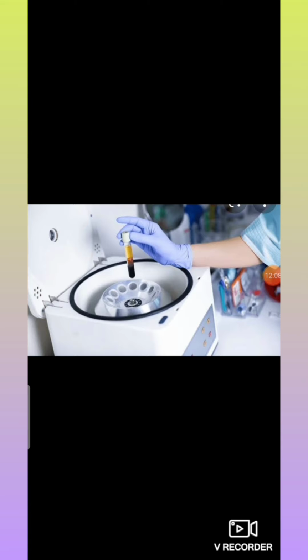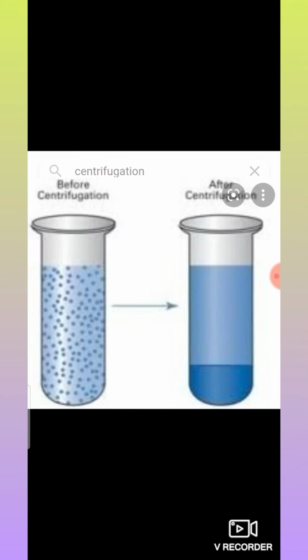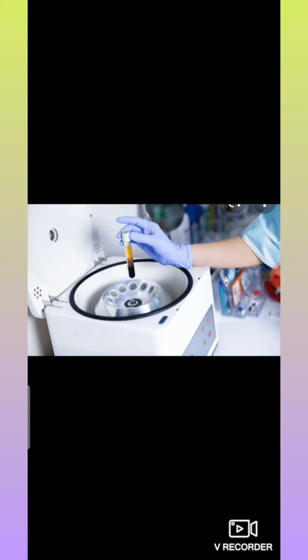Next we move on to centrifugation. It is another process. Centrifugation is the process by which fine insoluble solids from a solid-liquid mixture can be separated in a machine called a centrifuge. A centrifuge rotates at a very high speed. So, this is the machine, the centrifuge.